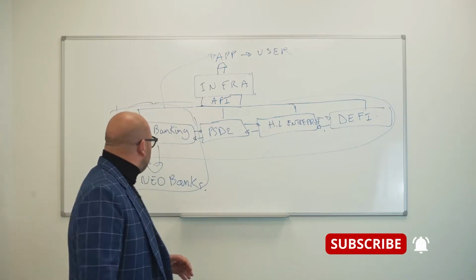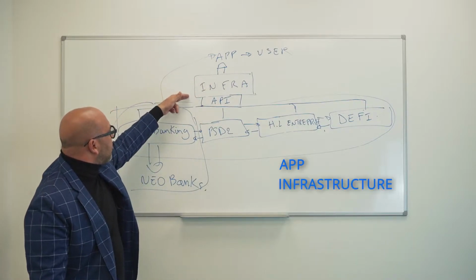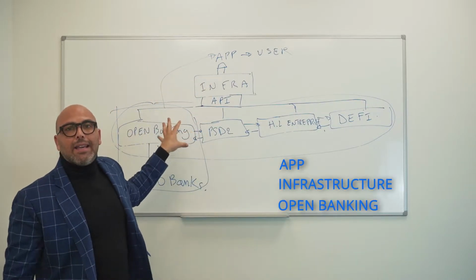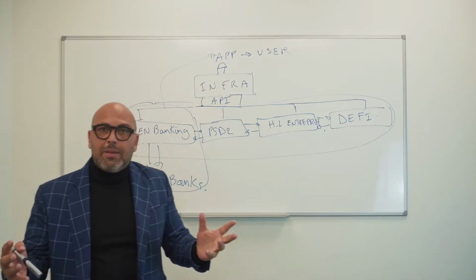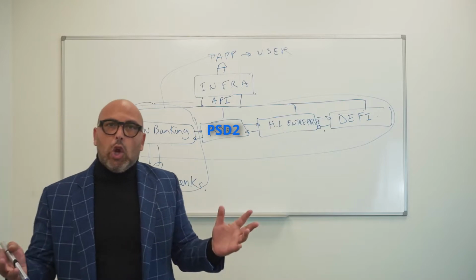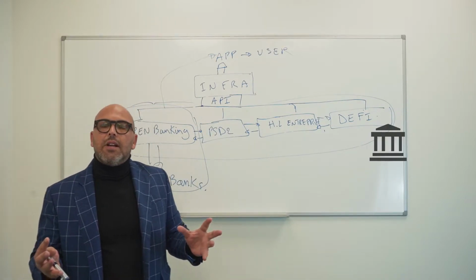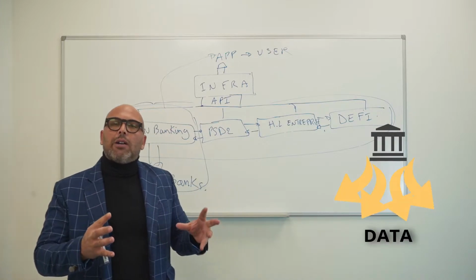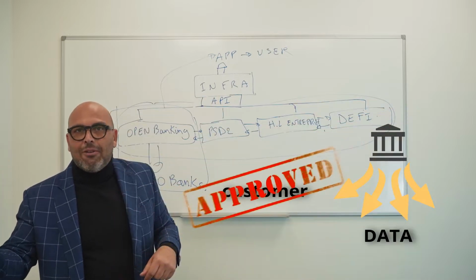In previous videos, we have spoken about the app segment, the infrastructure segment, and the open banking segment, which is part of the infrastructure segment. Now, let's talk about PSD2. PSD2 is basically a law. And this law forces all financial institutions to share data regarding their customers if the customers allow it.